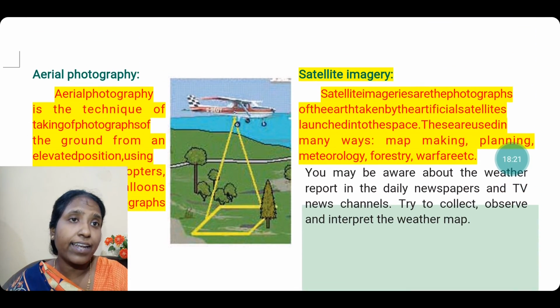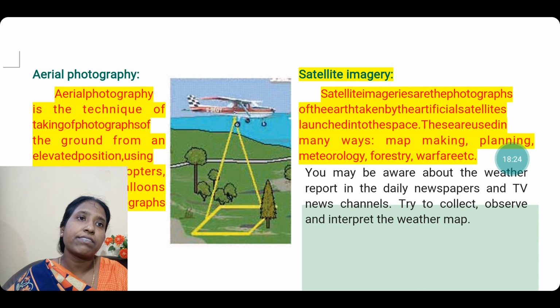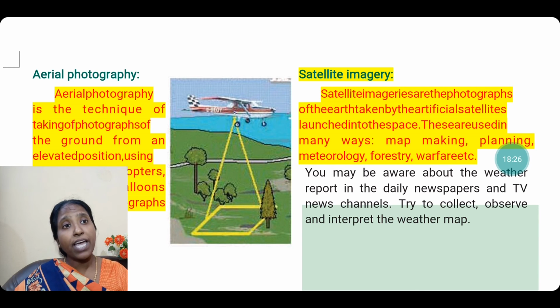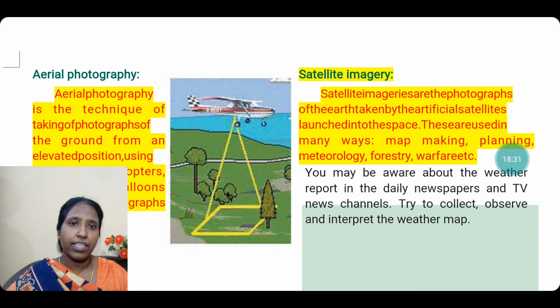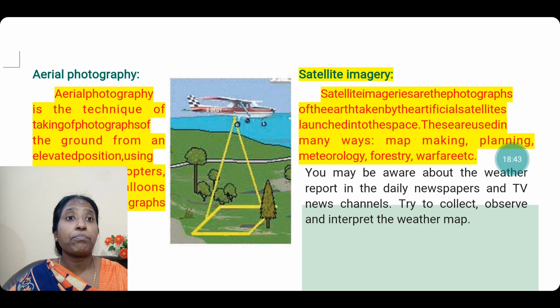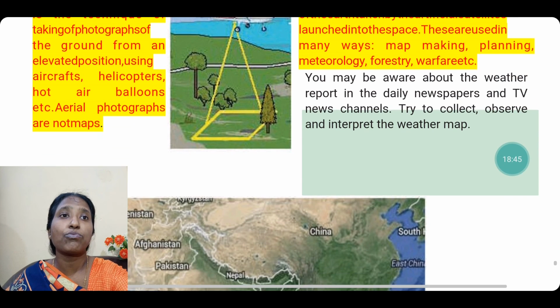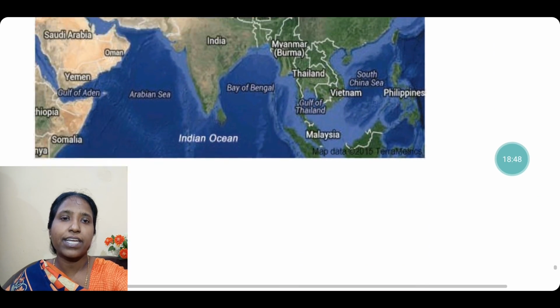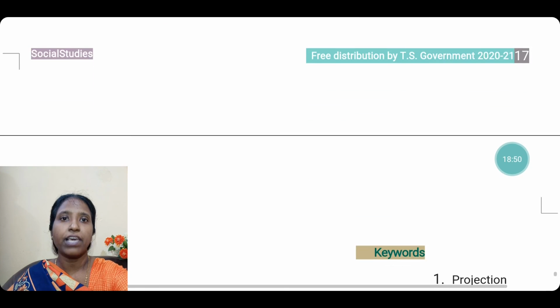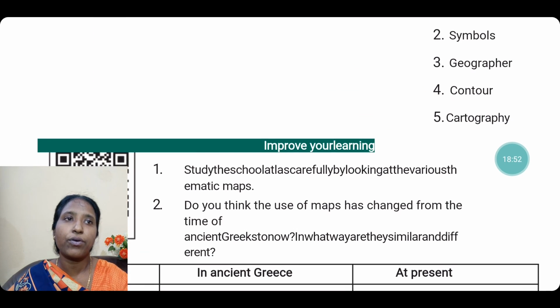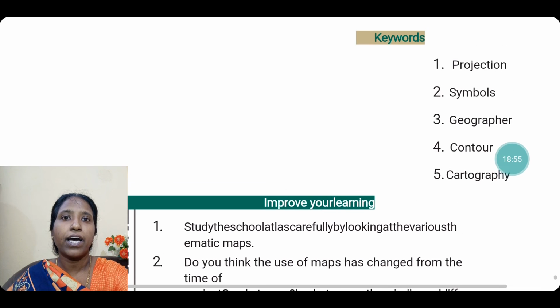Okay, and what are satellite images? Satellite imageries are photographs of the earth taken by artificial satellites. You know, satellites revolve around the earth, so they take pictures of the earth. These pictures taken by the satellite are called satellite imageries. These are used in many ways, such as map making, planning, meteorology, which means weather forecasting, forests and warfare. Warfare is in the army, where which country is there, how to get about it. All this we can learn from there.